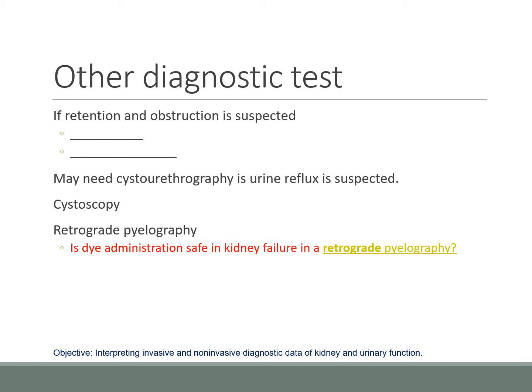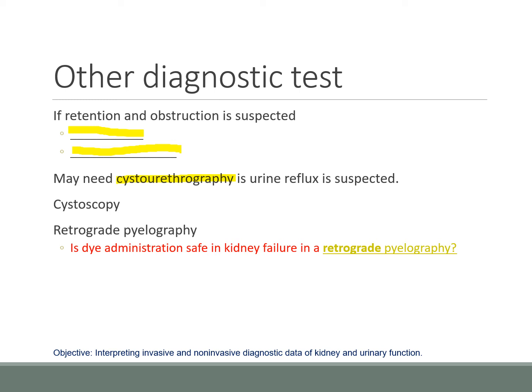So what are some of our other diagnostic tests that we're going to do for this patient? Well, a UA is usually all that you need. However, if retention and obstruction is suspected, we can do a pelvic CT. We can also do a renal ultrasound or a pelvic ultrasound. We may need to do something called a cystourethrography. I'm going to try to say that again. Cystourethrography. There you go. That's if urine reflux is suspected.